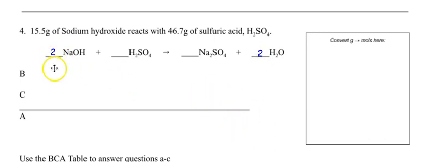And let's check our oxygens. I have 2 and 4 make 6. 4 and 2 make 6. Okay, that's great. Now what? I'm given grams. So what should I do? I need to convert grams to moles.